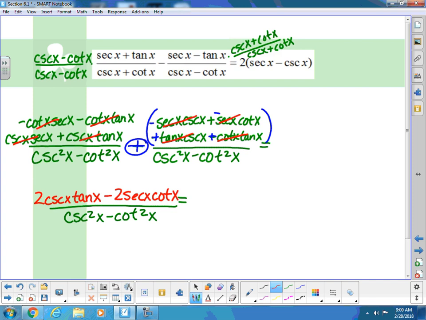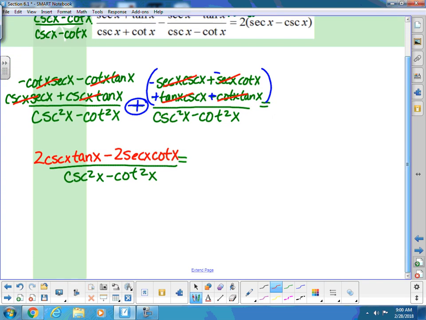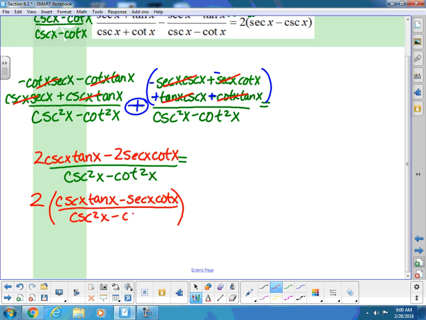Okay. Let's see where we can go. I've still got quite a bit going on. I've got a lot of different trig functions here right now. I'm going to go ahead and use my sines and cosines at this point. If you wanted to, we know we want that 2 on the other side. You could factor a 2 out at this point and just deal with what's left. My numerator, cosecant tangent minus secant cotangent. In my denominator, cosecant squared minus cotangent squared.